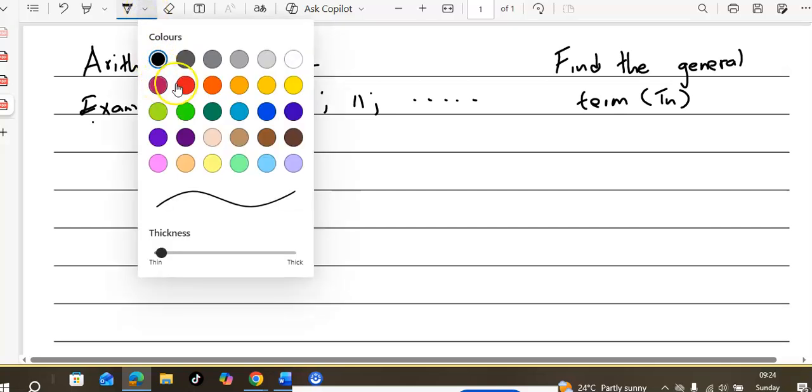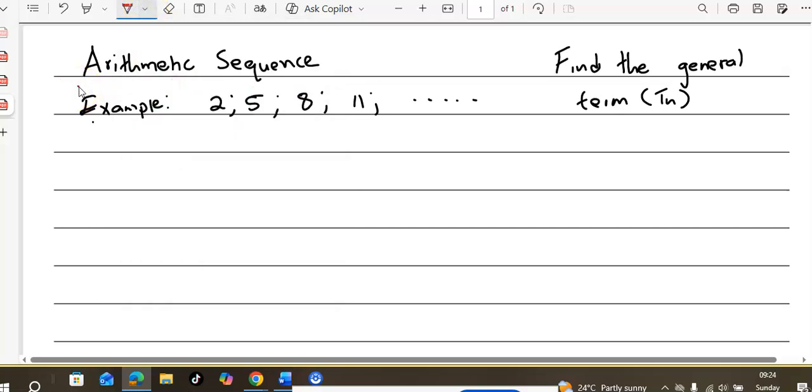is what we call an arithmetic sequence, the formula that we use for the general term is A plus (n minus 1) times d. So we know that this 2 is the value of A. So the value of A is just 2. We need the value of d. What will be the value of d? We need to find the common difference.